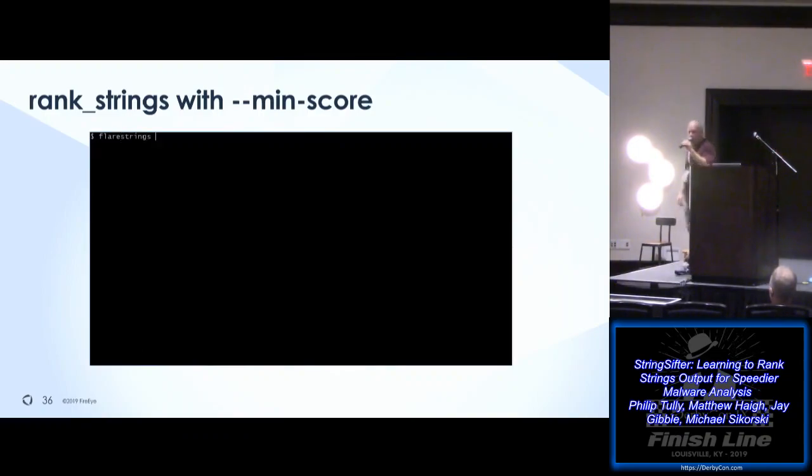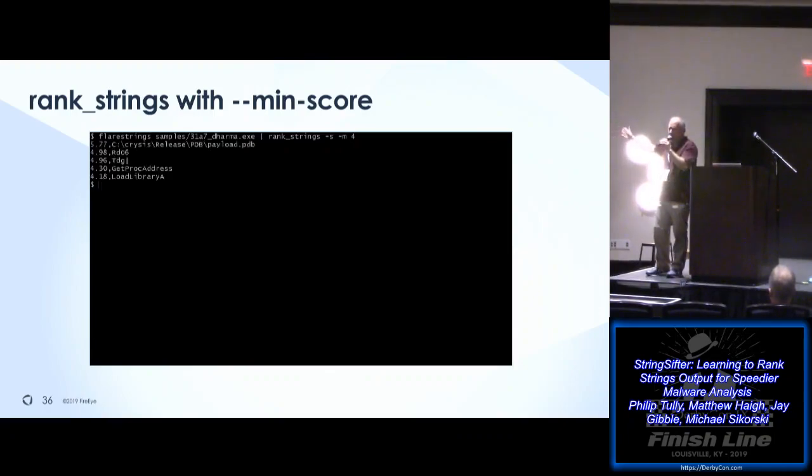Then running again with the same sample, this min score option just says, you as the user can say, you know what, I don't even care about the things with score less than something. So in this case, I used score 4 because that's where the noise cutoff was on this particular sample, and it just gives me those 4 lines that were at the top.